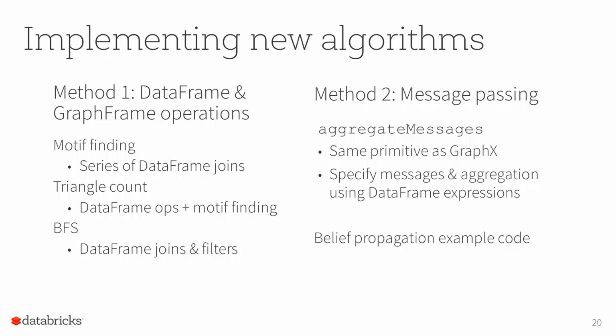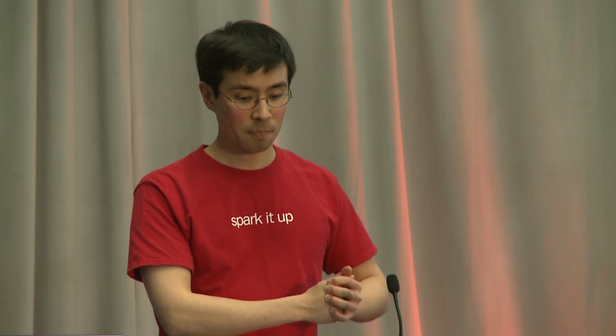The second method is message passing, using aggregateMessages, which is the same primitive as in GraphX. For those who aren't familiar with it, basically it is a way of specifying algorithms by having vertices send messages to each other along edges and then aggregating messages incoming to each vertex. The interesting thing here, I think, is that we're able to specify messages and aggregation functions using DataFrame expressions, and even user-defined aggregation functions. So you can stay within the DataFrame and Catalyst framework. And there's some example code for belief propagation demoing this.